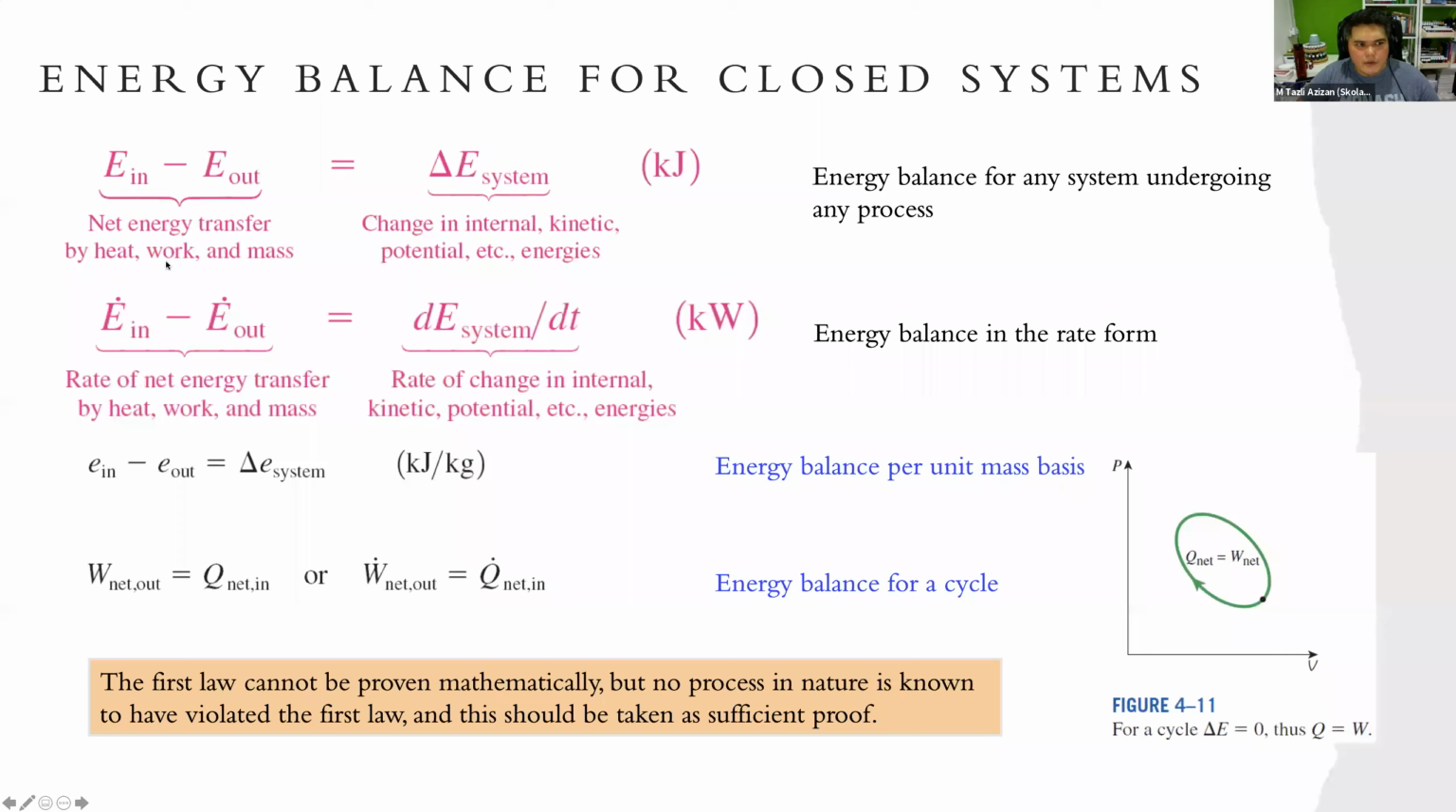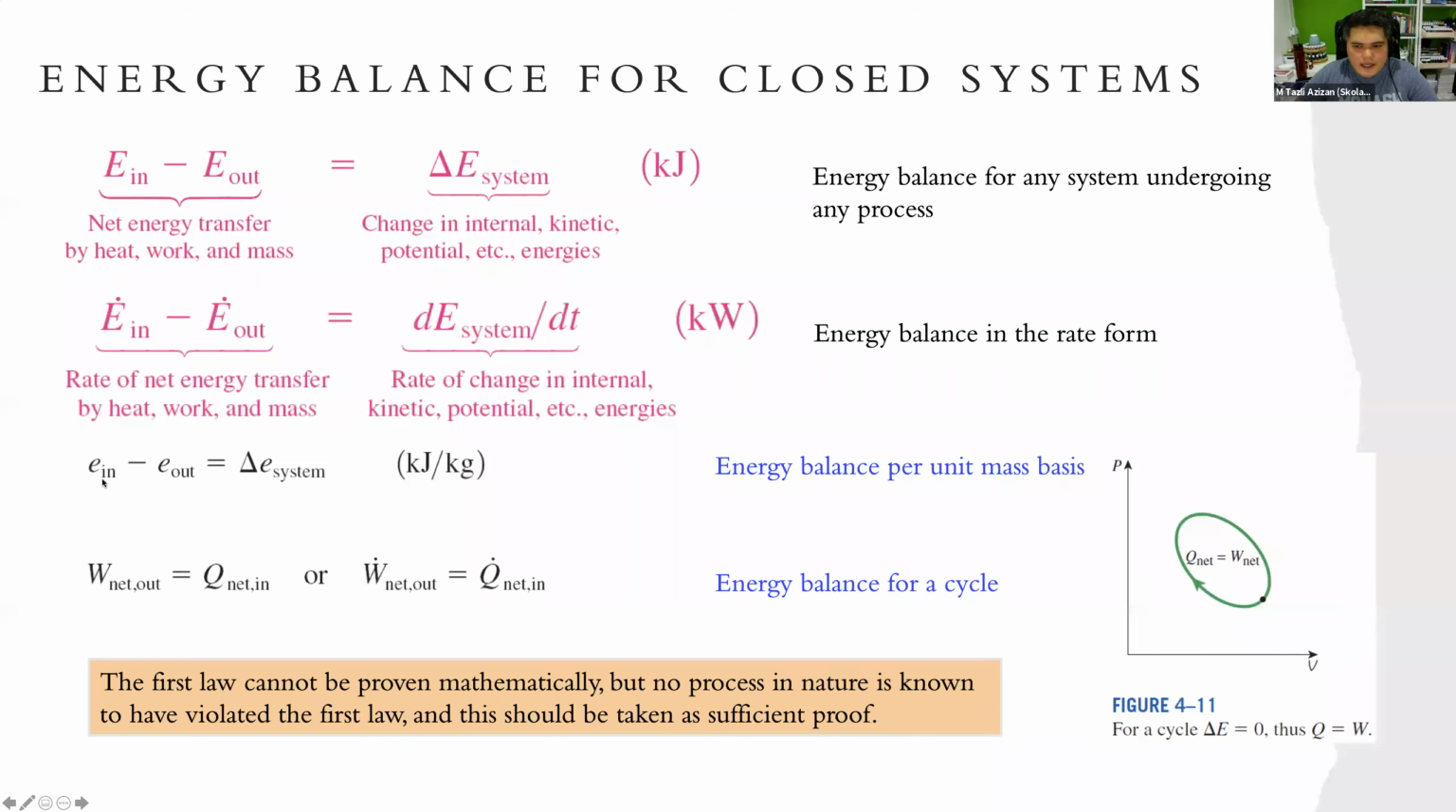So the net energy transfer by heat, work and mass is equal to the change in internal, kinetic, potential energy and so on. This is given in kilojoules, energy is kilojoule. But when you put a dot over it, this is what we call energy rate, which is with respect to time. dE system divided by dt. The rate of net energy transfer by heat, work and mass is equal to the rate of change in internal, kinetic, potential energy and so on. So this is what we call expressing the energy balance in rate form.